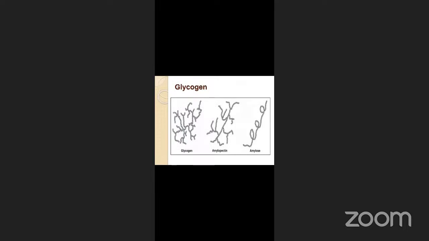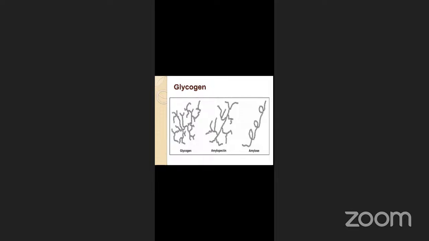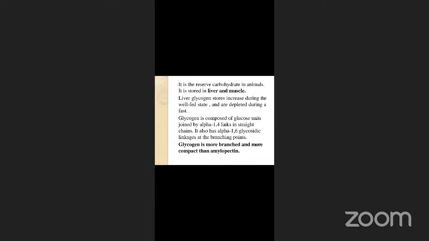I'm not going to explain the tests. Then glycogen. Glycogen is the storage molecule in animals, whereas starch, amylose, and amylopectin are storage molecules in plants. So glycogen is the carbohydrate reserve in animals. It is stored in the liver and muscle. It increases during the well-fed state.